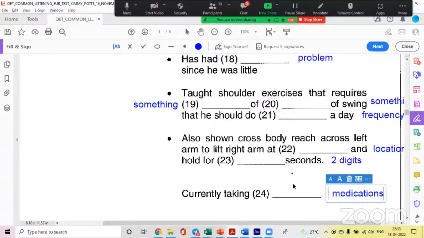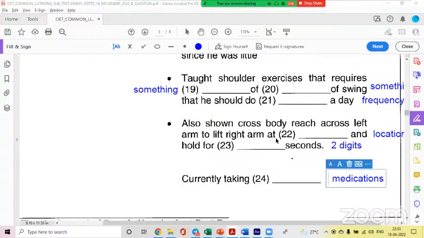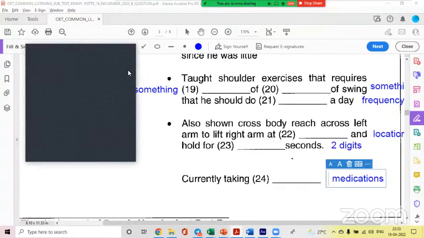Yes, next one. Question number 22. To lift right arm. Lift right arm at a dash. Location. Wrist to chest to abdomen. Okay. Elbow.